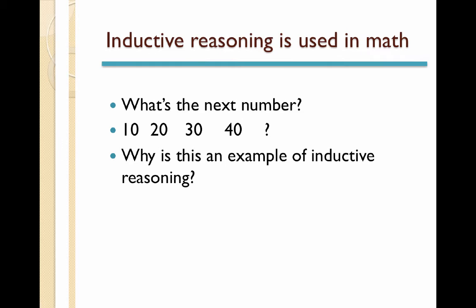Let's look at inductive reasoning used in math. Most math is looking at patterns and trying to reason out to a conclusion from the patterns. Here's an example. What's the next number in this sequence? 10, 20, 30, 40, what comes next? Well, yeah, 50. And why is this an example of inductive reasoning? Because we're looking at the details. We're observing. First we have a 10, then we have a 20, then we have a 30. We're looking for the pattern.